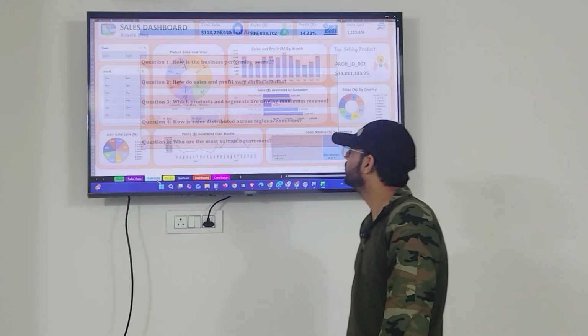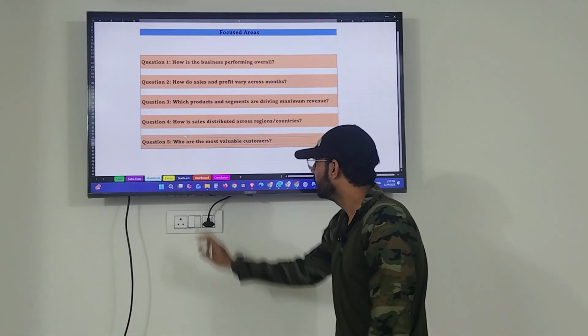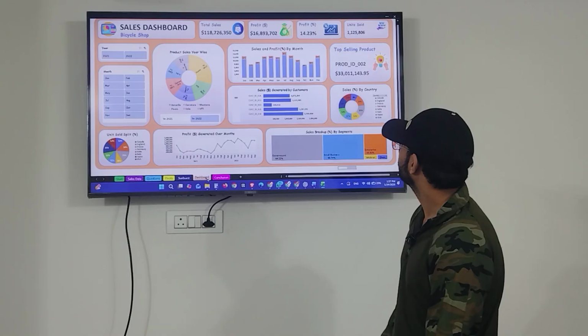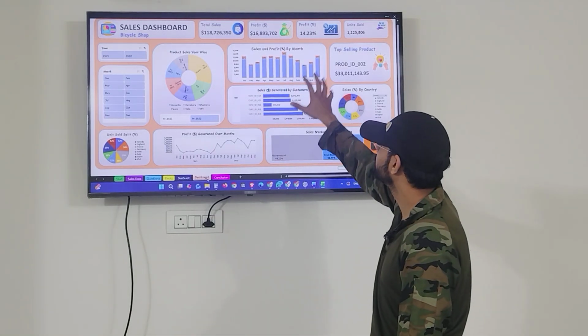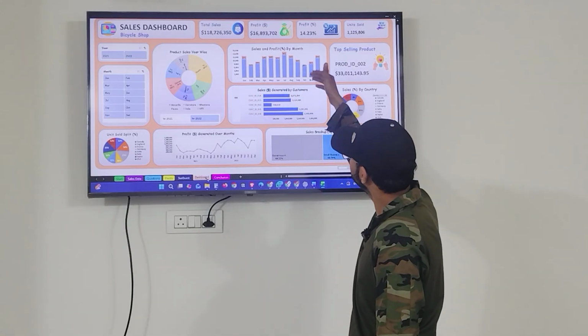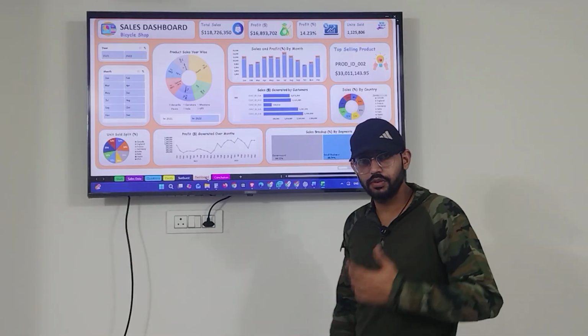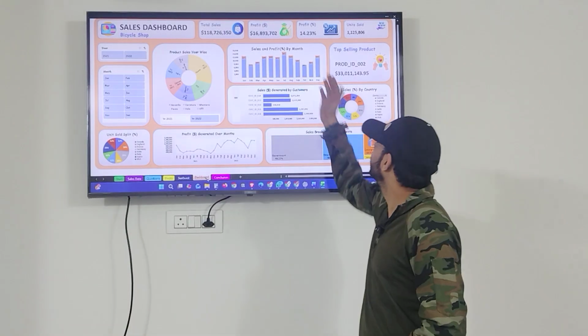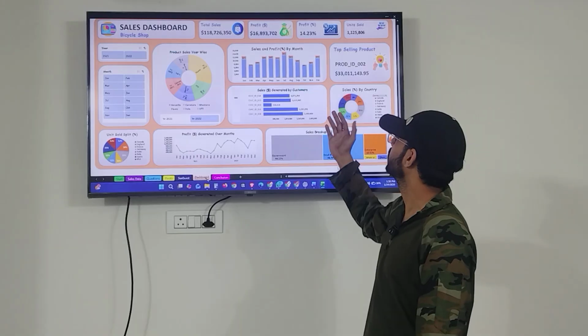Now let's take the second question: how do sales and profit vary across the months? Let's check how it is varying. This chart is just showing how the business varies across the months. In January and July, the mid of any year, the business is performing a little bit better than in the rest of the months across all 2 years.